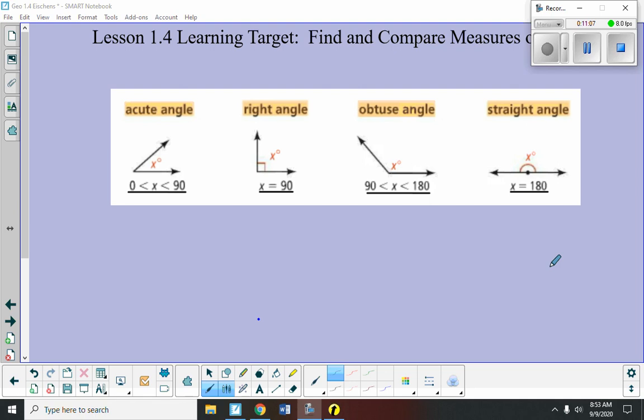An angle that has a measure of 90 degrees is called a right angle. An angle that has a measure between 90 and 180, so greater than 90 and less than 180, is called obtuse. And an angle that has a measure of 180 degrees, so the initial side is here, goes all the way around, and if you measure it as 180 degrees, that is called a straight angle. So think of that as a straight line, a straight angle.